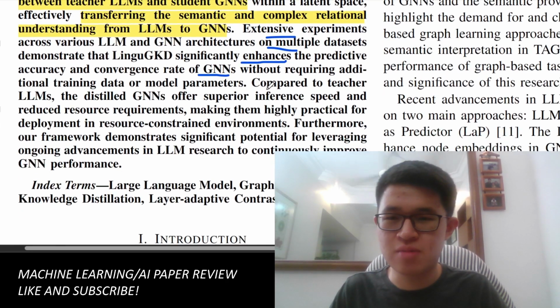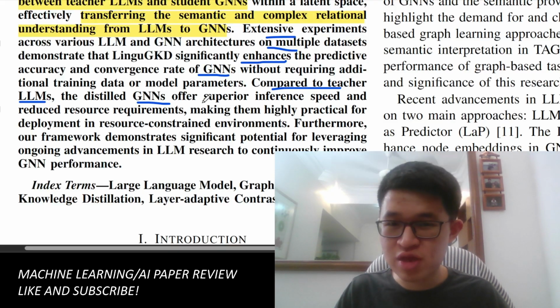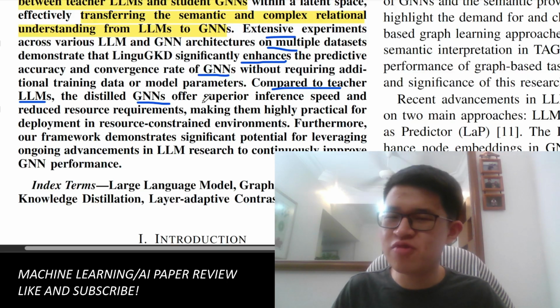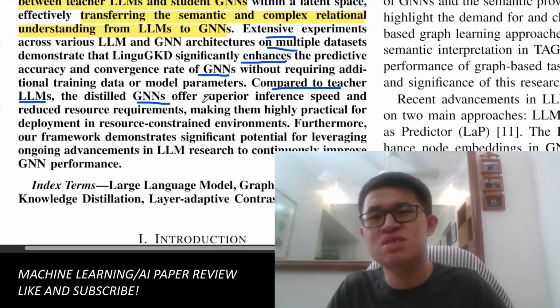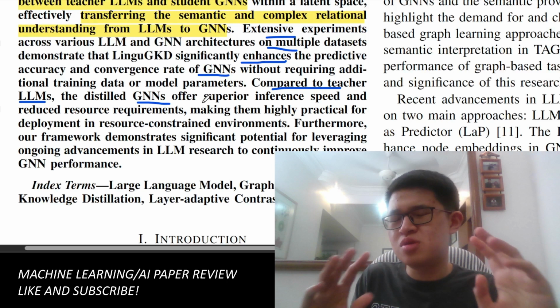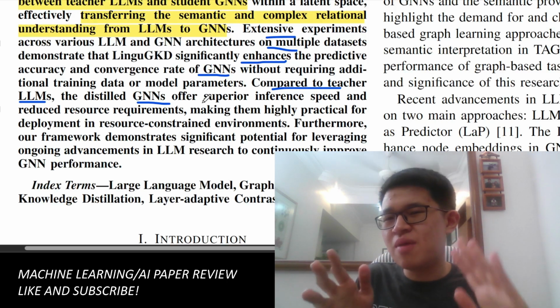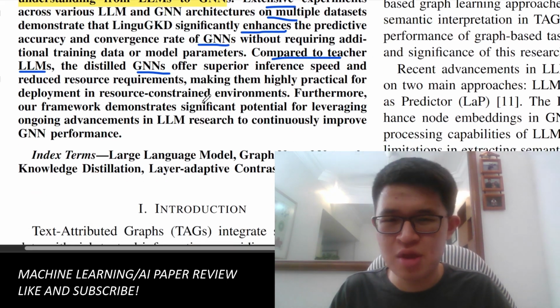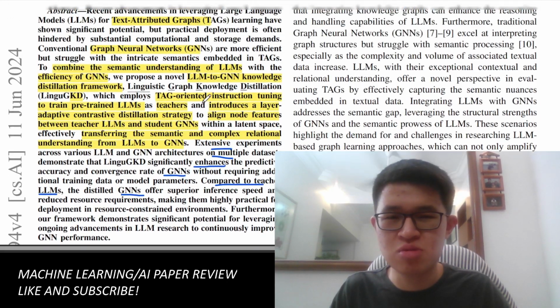So, all right. And when they compare it to the teacher LLMs themselves, GNNs offer greater speed, and the accuracy I would assume is going to be a bit lower, but it really depends. Like I've seen some cases where if you perform knowledge distillation, even on some models, it can get much better than the teacher itself. So it's really hard to tell, but let's see what the paper has to offer here.